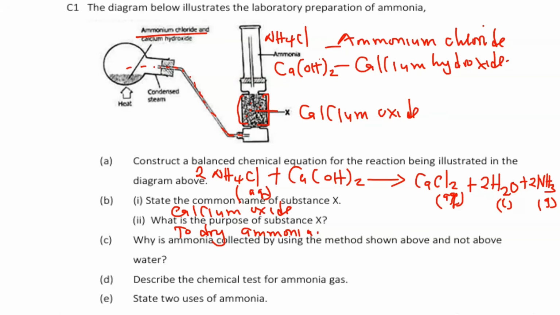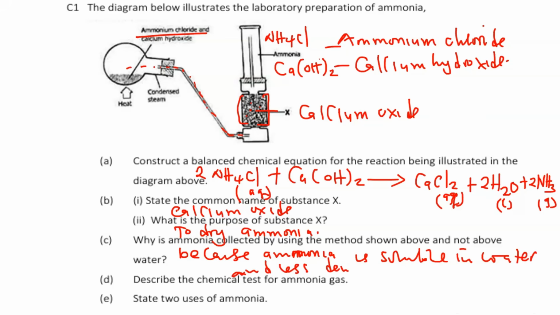Why is ammonia collected by the method shown above and not over water? Because ammonia is soluble in water, and less dense than air. That is the reason why it is collected by this method. It's soluble in water, so it cannot be collected by displacement of water, and it's less dense than air, therefore it can be collected by this method.